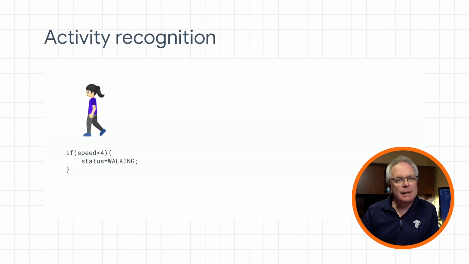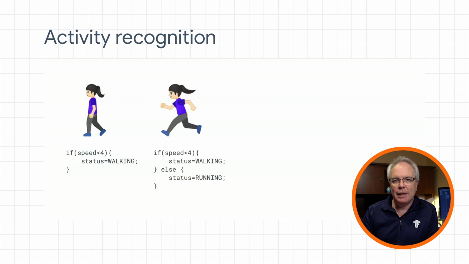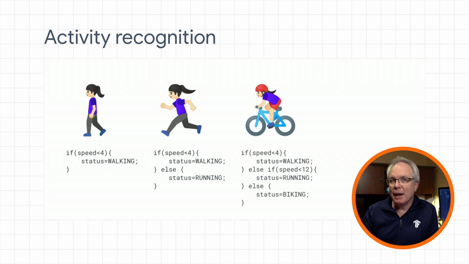For example, you might say that if the speed is less than a certain amount, the answer is that the person's walking. You could extend that then to say if it's greater than that amount, then the person's running. You've now detected two activities, walking and running. It's a little naive, but hopefully it works just for illustration. But what if you want to go further? Another fitness activity, for example, is biking. And you could extend your algorithm to understand biking like this.